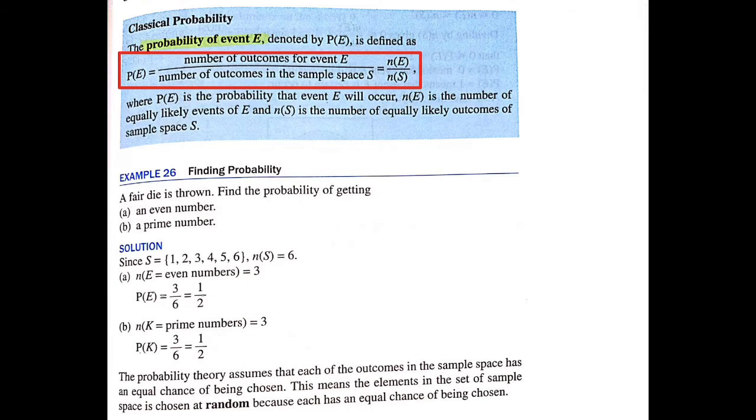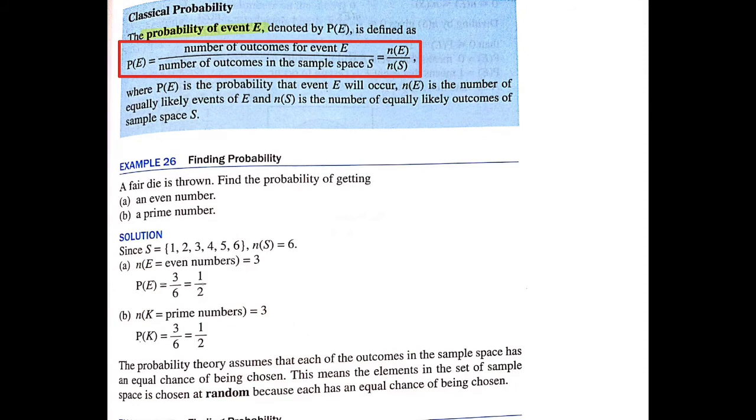Now let's go on to classical probability. You have learned this in school, where the probability of any event is denoted as P(E). P(E) is the number of outcomes of E, which is n(E), divided by the number of outcomes of the sample space, n(S). So let's see the first example here.